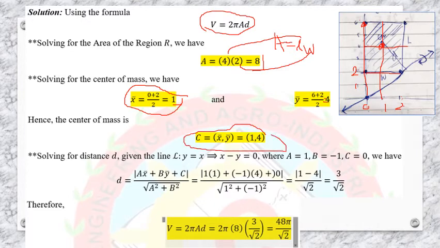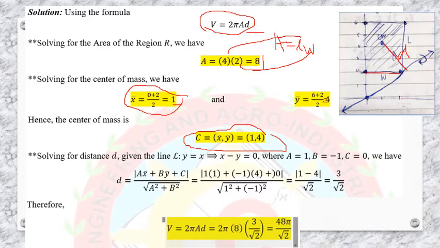Okay. Gagamitin natin si center of mass sa paghanap ng distance natin. Ilan daw yung distance ng center of mass natin papunta dito sa axis of revolution? Yang D na to. Ang hinahanap na distance D class is etong line na yan, from the center of mass to the axis of revolution.